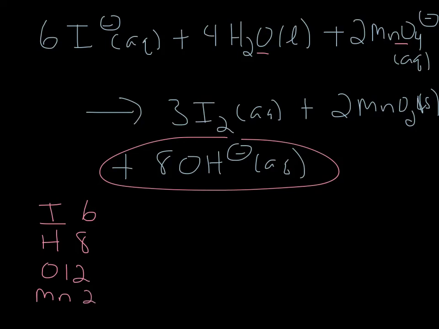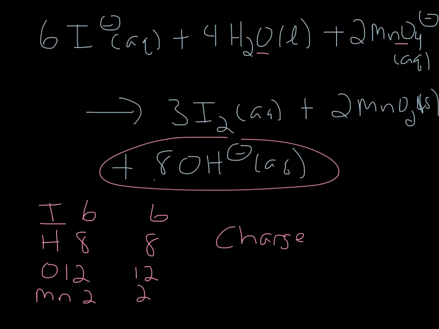I'm going to check my product side. Again, I have 6 iodines from 3 I2s. I have 8 H's from my hydroxide. I have 8 oxygens from the hydroxide and 4 from the manganese dioxide, so that's 12. I have 2 manganese, and then I'm going to check for my charge.